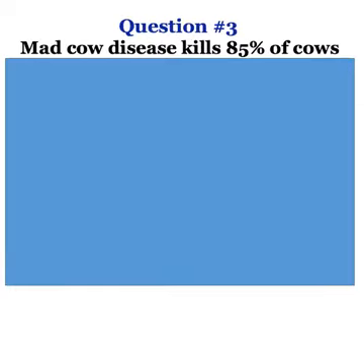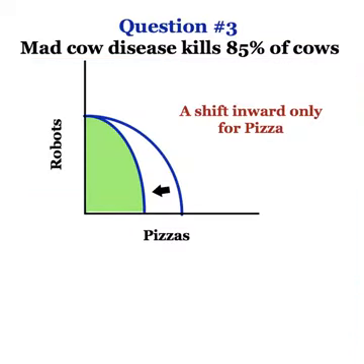And last example here, mad cow disease kills 85% of cows. Does that affect our ability to produce robots, pizzas, both, neither? And if so, are we able to produce more or less? This one affects our ability to produce pizza. We use cows to make cheese, and that's important to almost all pizzas. So if we don't have as many cows, we're able to produce less pizza than before. So pizzas, just the pizza side, shifts inward. Dying cows has no effect on our ability to produce robots, so it is the same point as before.